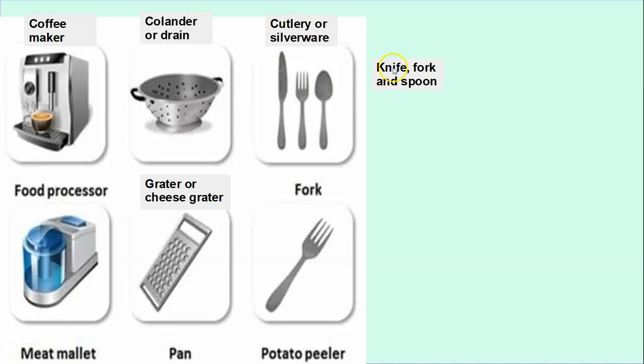Cutlery, usually containing knife, fork, and spoon in America. Knife, fork, and spoon. Cutlery, C-U-T-L-E-R-Y, or silverware. Really nice cutlery is frequently made of silver, so sometimes even if it's not made of silver, we may call it silverware. S-I-L-V-E-R-W-A-R-E.